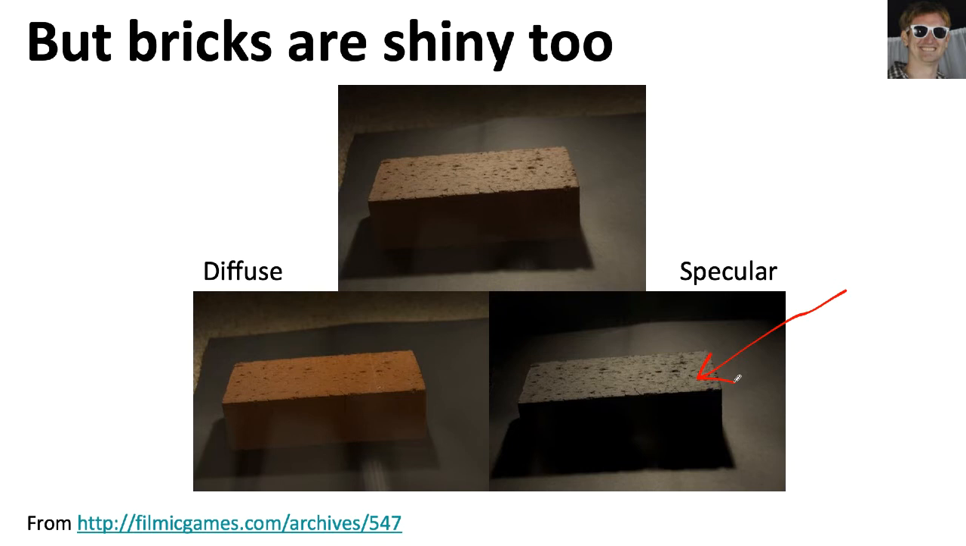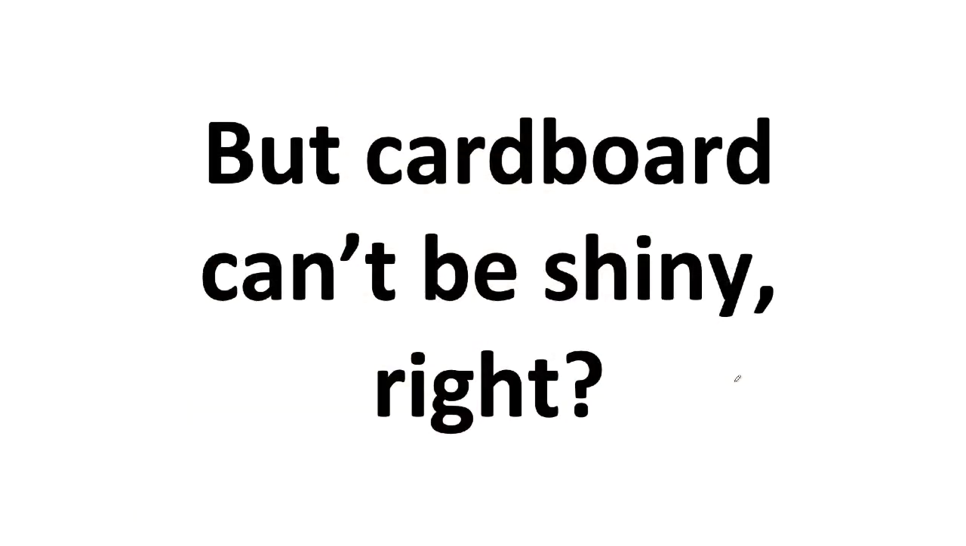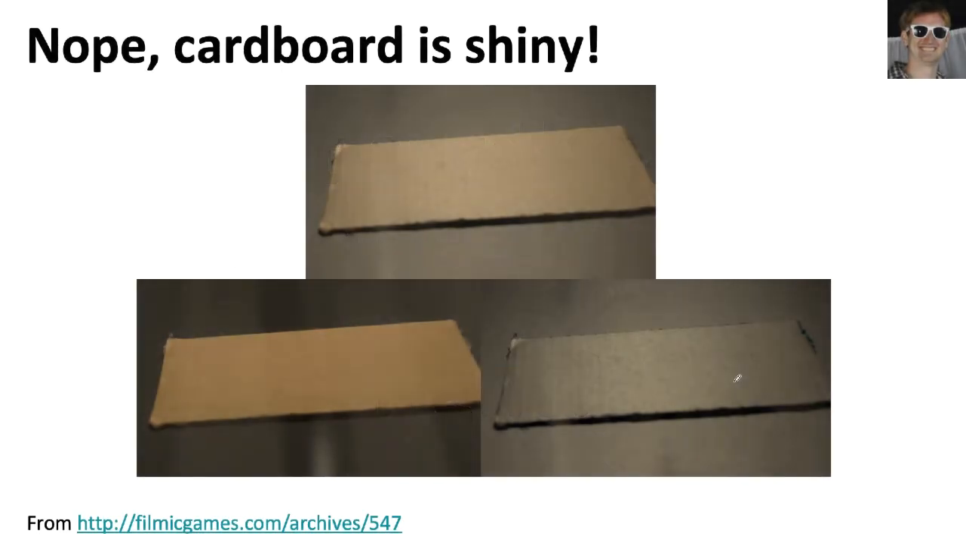But now think about something like cardboard. It's hard to think about anything less shiny than cardboard. But by the way that professors frame questions during a lecture, you can guess, yes, they can be shiny. They will, in fact, have some specular reflection. On the left, we have the diffuse. On the right, we see that there is some specular reflection coming off of this cardboard.